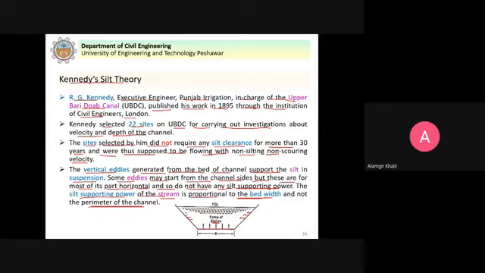Because the eddies from the sides do not have silt supporting power, according to him, only the eddies generated at the bed of the channel keep the silt in suspension. So that is why the silt supporting power of the stream is proportional to the bed and not the perimeter of the channel. This is according to this theory.